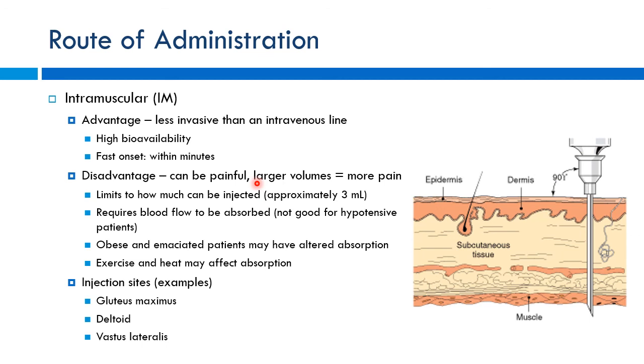Anywho, usual injection sites can be things like the gluteus maximus, the deltoid, and vastus lateralis. Those are the most common ones you're going to run into for IM administration. The other things you have to consider are, is the patient very obese? They may have an altered absorption, right? You may have to make sure you're using the right needle length to actually get down to the muscle in those cases. Or if they're emaciated, maybe they may not have good absorption. Maybe you need to use a shorter needle in those cases.